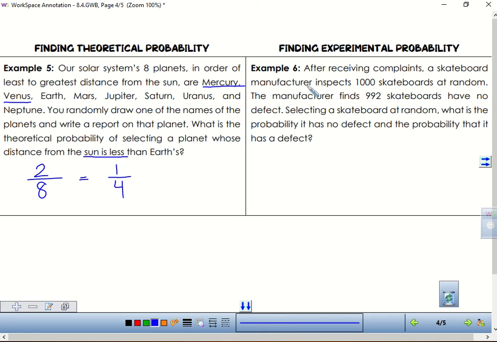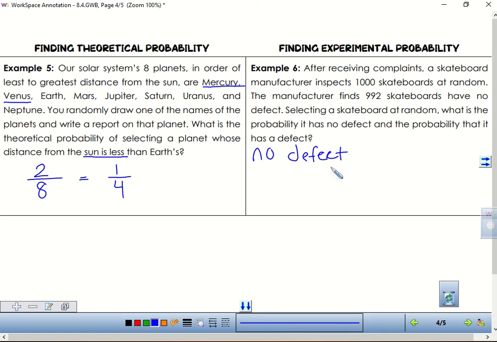After receiving complaints, a skateboard manufacturer inspects 1,000 skateboards at random. The manufacturer finds 992 skateboards have no defect. Selecting a skateboard at random, what is the probability that it has no defect and the probability that it does have one? So let's do no defect first.